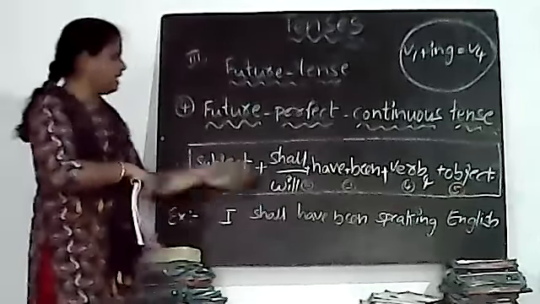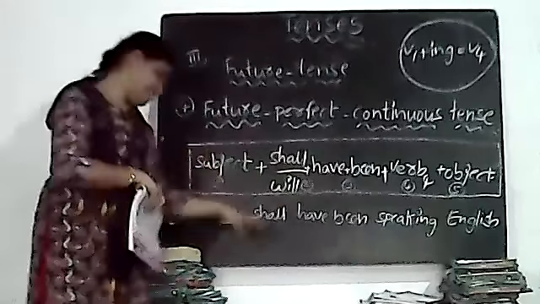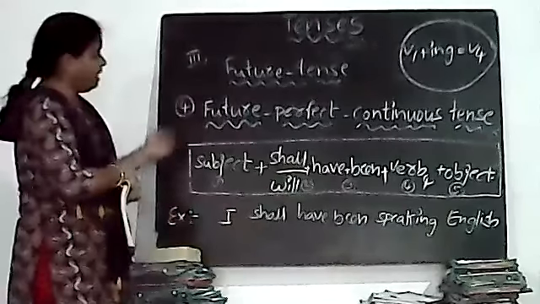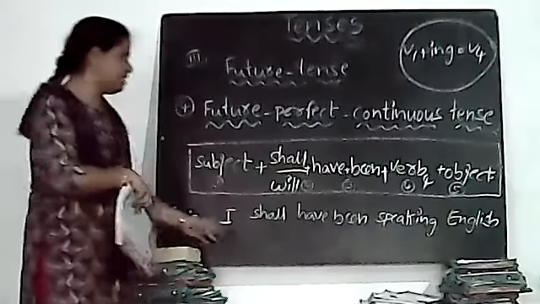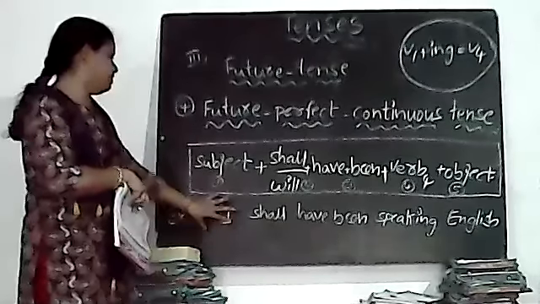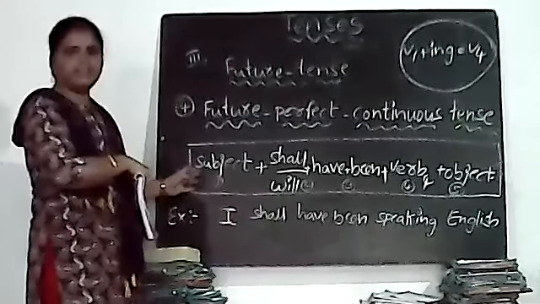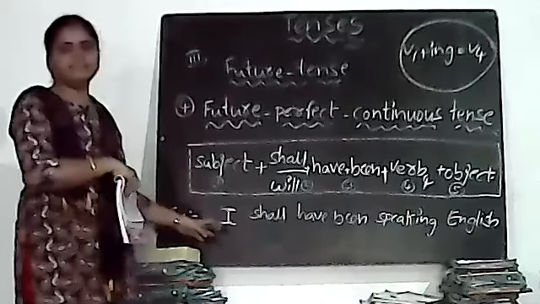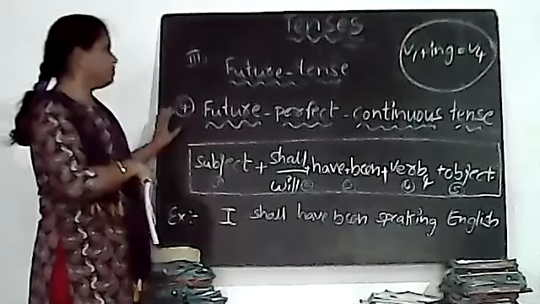Children, I shall have been speaking English. We shall have been speaking English. They will have been speaking English. He will have been speaking English. She will have been speaking English. Like this, you can easily form sentences. We know the structure perfectly, so we can form the sentences very easily. So this is the last and final future tense part.